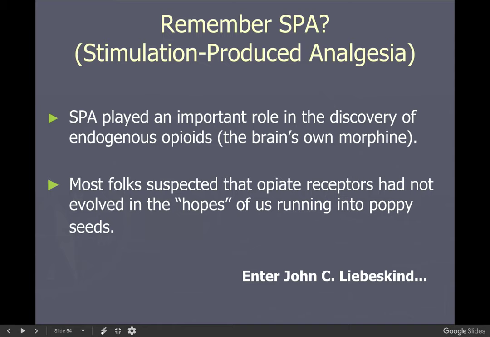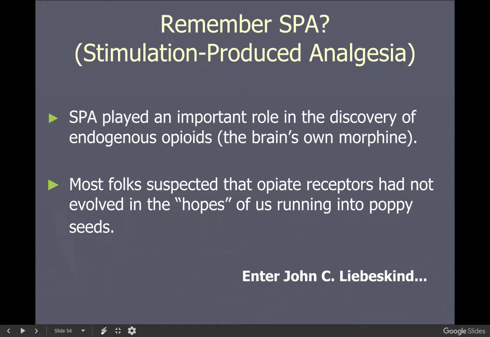You don't remember SPA, but SPA is stimulation produced analgesia. I did refer to it in an earlier talk where I put electrodes in the brain and stimulated the brain and inhibited pain. SPA was important for the discovery of opioids in the brain because researchers were saying, oh, geez, they're putting electrodes in the brain. The electrodes are inhibiting pain. That's electricity. There must be a chemical involved, and oh, geez, naloxone blocks it. So there must be endogenous opioids and opioid receptors.